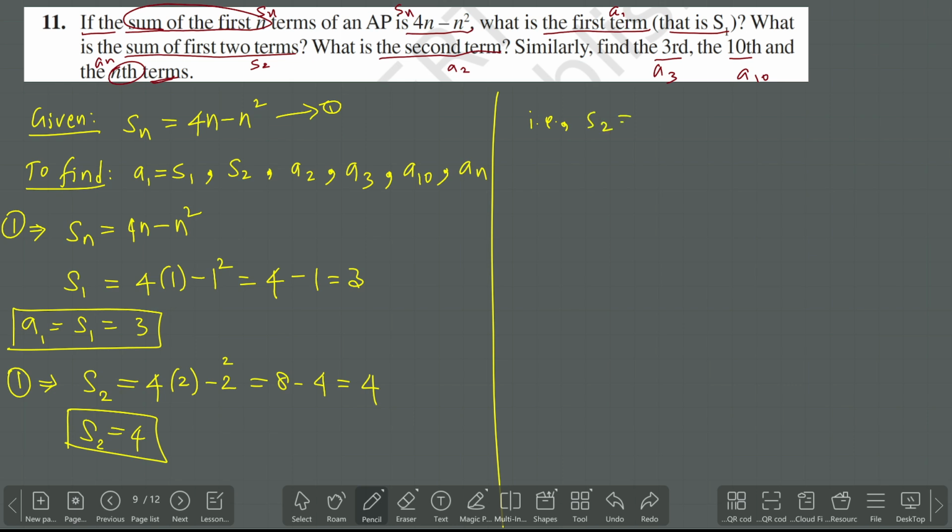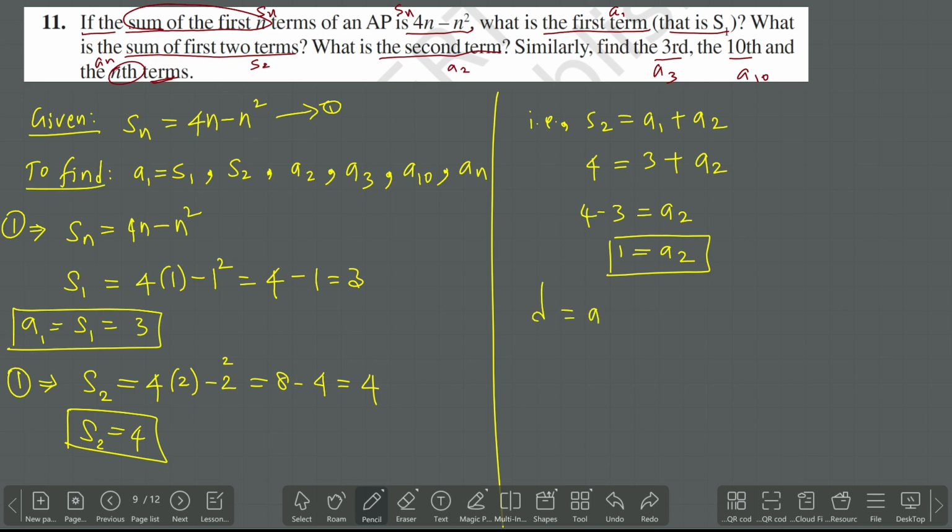What is the meaning of S2? S2 means sum of first 2 terms. S2 I know is 4. A1 I know is 3. Then what is A2? 3 you bring, 4 minus 3 equal to A2. That is 1 equal to A2. A2 also they asked to find. Am I right? Over.